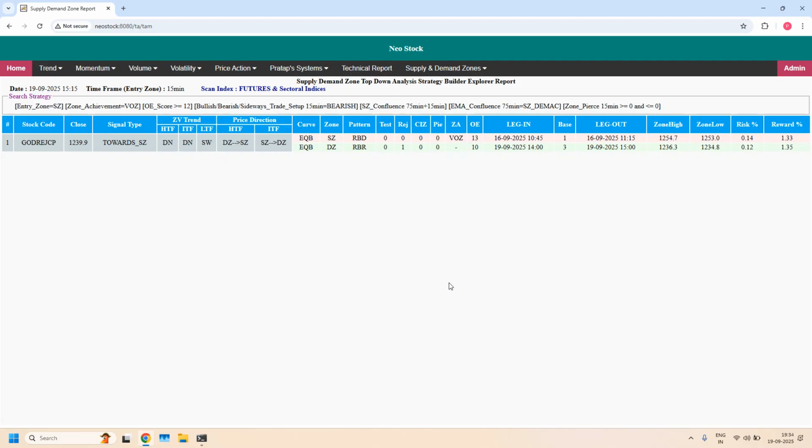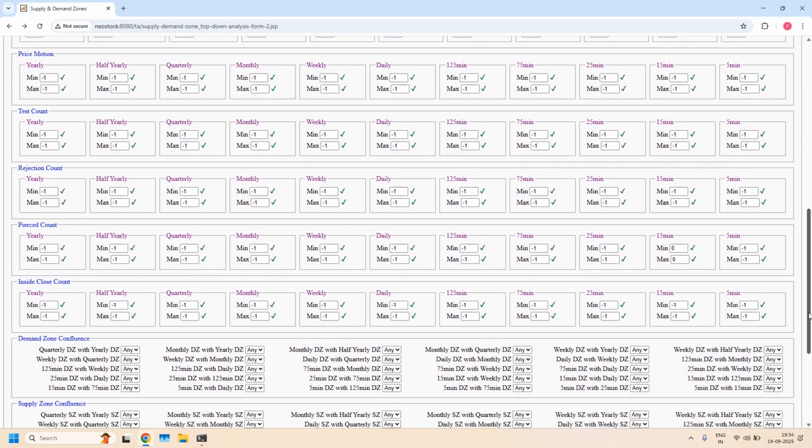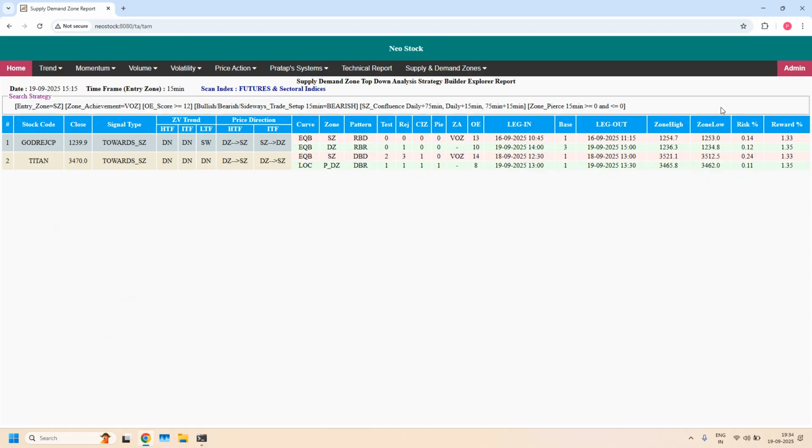Okay, next let us look into LTF, ITF and HTF supply zone confluence supported stocks. I'm going back and removing the EMA filter. In the supply zone confluence, I am going to set 3 filters. First, 15 minutes and 75 minutes supply zone confluence, already enabled. Next, 15 minutes and daily supply zone confluence. Then 75 minutes and daily supply zone confluence. With all three filters, we got two stocks. In both these stocks, the 15-minute supply zones are overlapped with the 75-minute supply zone, both together again overlapped with the daily supply zone, and the daily trend is a downtrend in both the stocks.